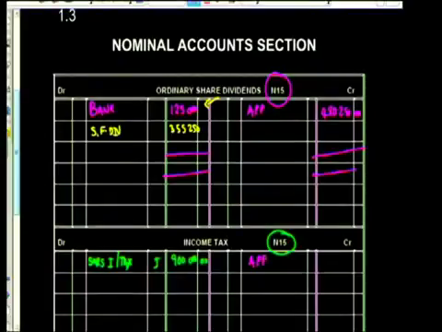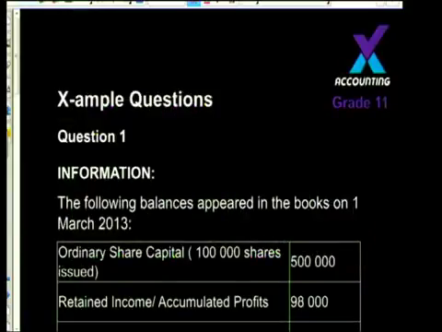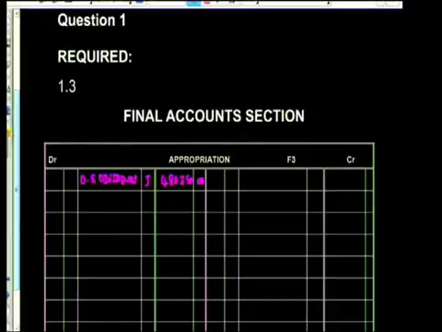Nominal account. Right. Next nominal account, income tax. Close it off to my appropriation account. Very simple. Credit my income tax account with 900,000. What have I done? I've closed off that account. It's a nominal account, closed off. And then I go into my appropriation account and I've got income tax and the amount is 900,000. Okay? So, I've closed off the 2 nominal accounts. What were they? Dividends and income tax into my appropriation account.